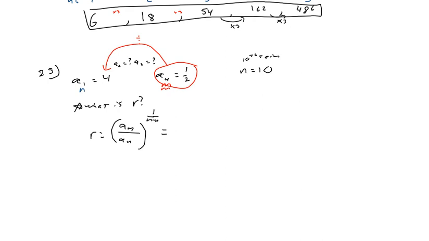So I would say, all right, this is 1/2 divided by 4 to the power of 1 over, later one is 4, minus, this one is a 1.